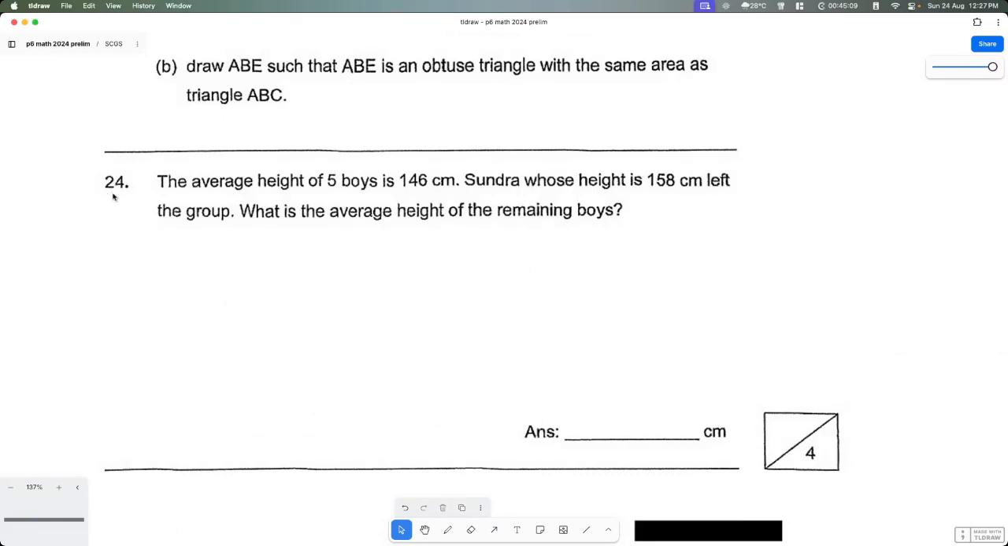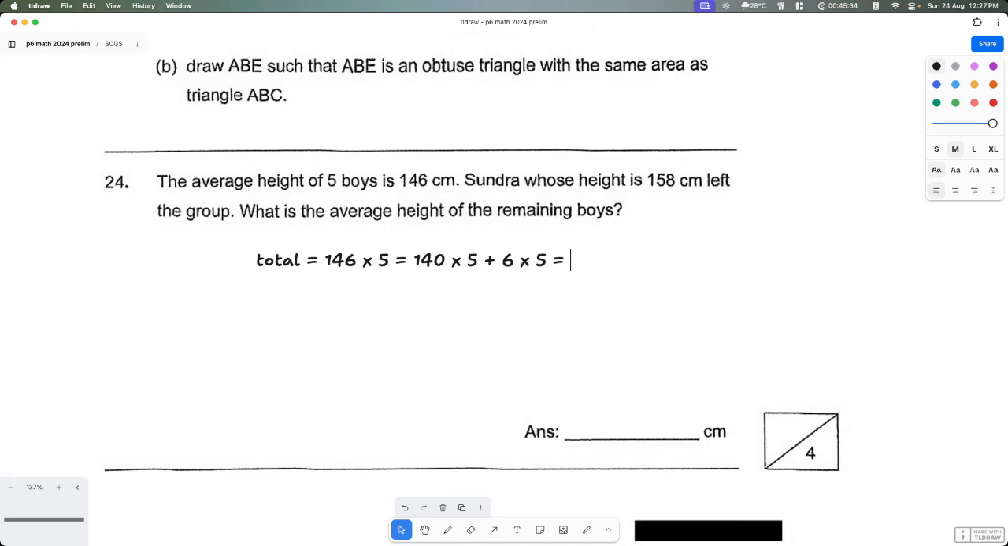Alright, so question 24 says here the average height of 5 boys is 146 centimeters. Sandra, whose height is 158 centimeters, left the group. What is the average height of the remaining boys? So total is equal to 146 times 5, which is equal to 140 times 5 plus 6 times 5. So 140 times 5 should be 700 plus 30, which is equal to 730. There you go.